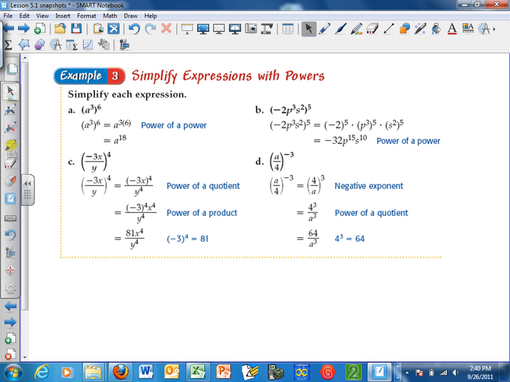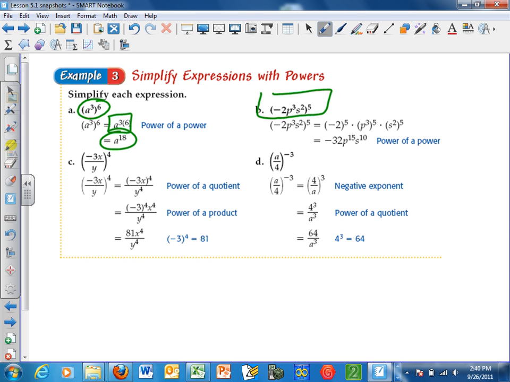Okay, we got 4 examples here to look at. Real simple one to start out with. That's just the power to a power rule, in that we multiply exponents. Okay, power to an outside power, so it's a to the 18th power.